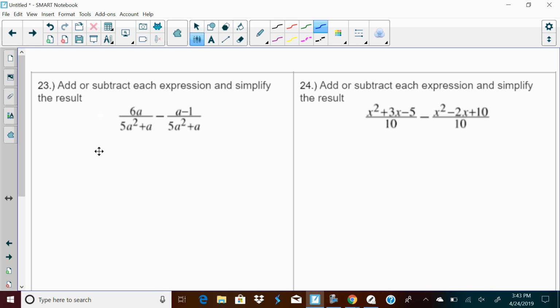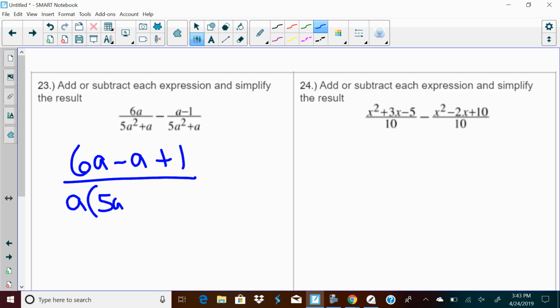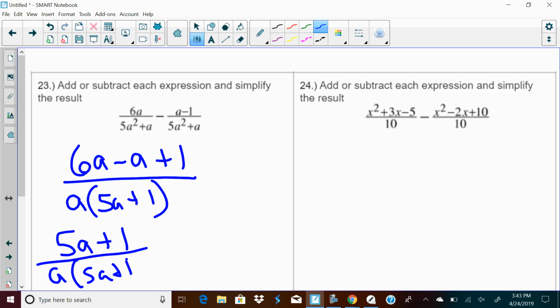Okay, 23. I'm going to add. So I'm actually doing 6a minus a plus 1 over, I'm going to pull out an a, 5a plus 1. So when I simplify the top, I end up with 5a plus 1 over a times 5a plus 1. These cancel, and I get 1 over a.